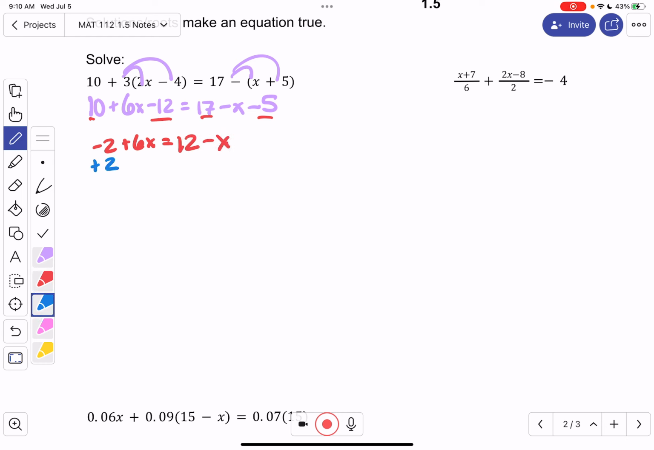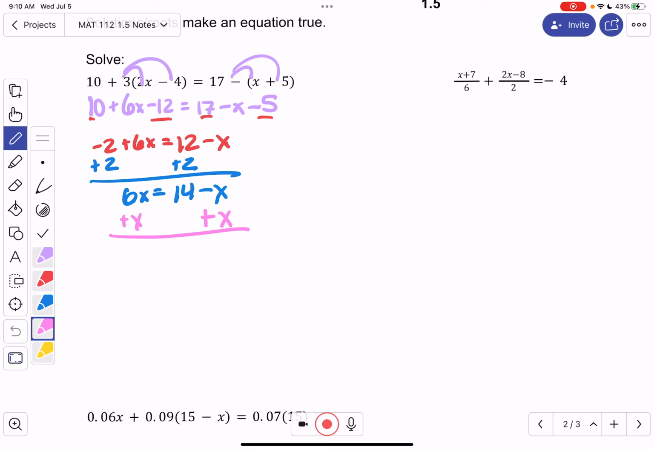Now let's bring the 2 to the right. And we want to bring the x to the left. We always do this by the opposite. So since it's positive, we're subtracting, or since it's negative, we're adding. Now to get the x alone, we're going to divide both sides by 7 to undo that multiplication. And we get x equals 2.